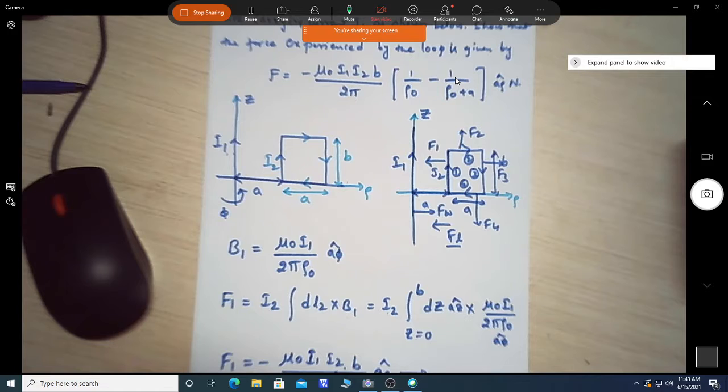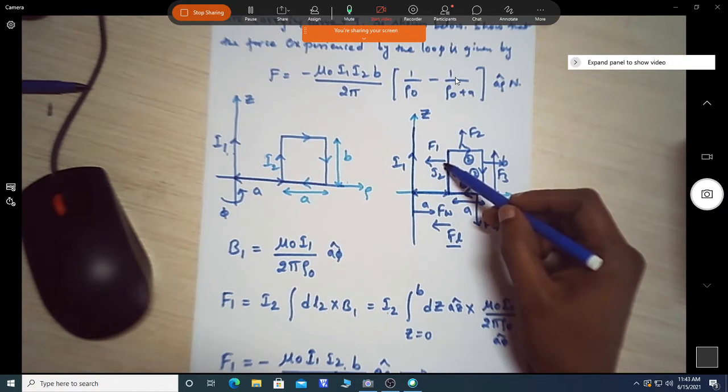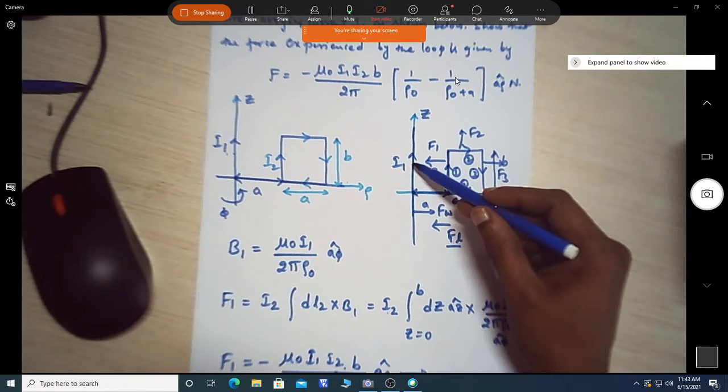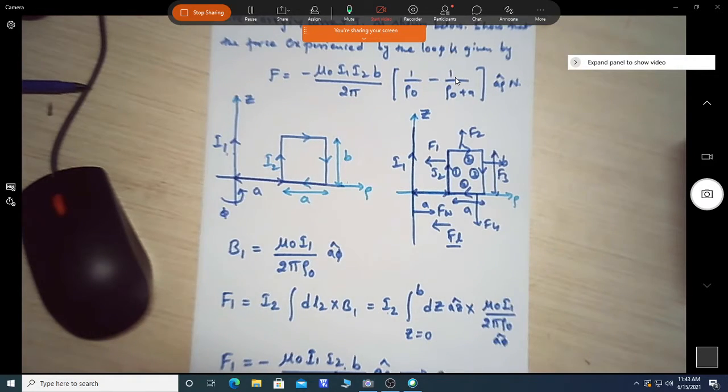Now we can see the force is attractive in nature. So this is going into the current carrying element. So this way we have an attractive force.